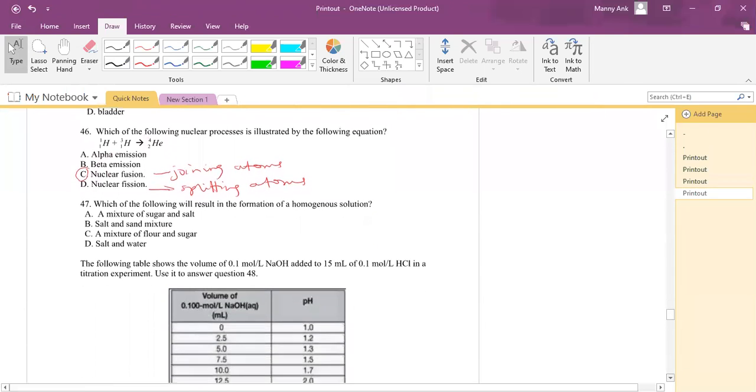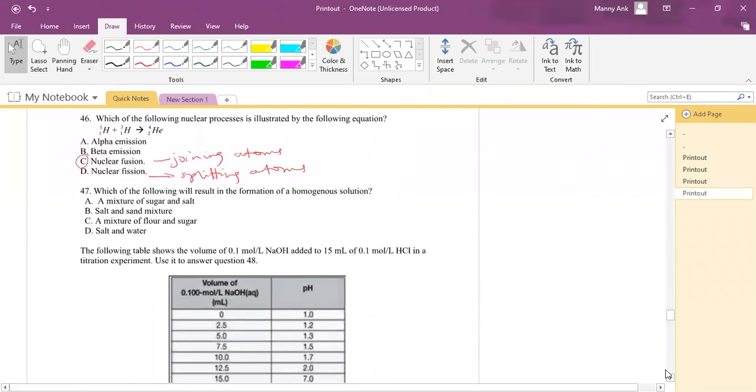47. Which of the following will result in the formation of a homogeneous solution? So homogeneous solution, there's no boundary. You don't see any boundary between the components, right? So what will give us that? It will be salt and water. If you dissolve salt in water, you can't see any boundary between the salt and water, only one phase.